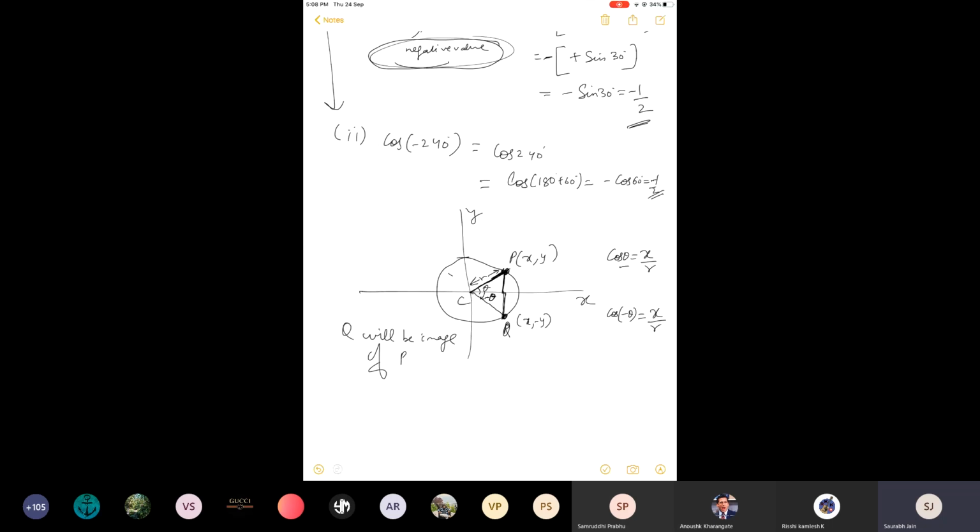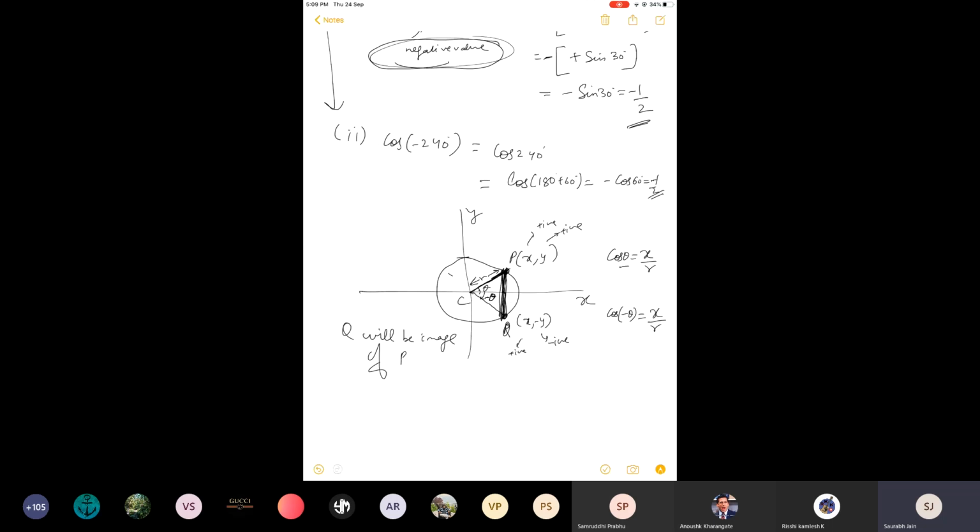So if you try to understand, if Q is the image of P, then obviously x will remain the same, but y will be negative. Why? First quadrant, x positive, y positive. Fourth quadrant, x positive, y negative. So if y is positive, minus y will be negative here. And importantly, if you know the coordinates of P, you know the coordinates of Q also, the image. Then only these angles will be formed, theta and minus theta.